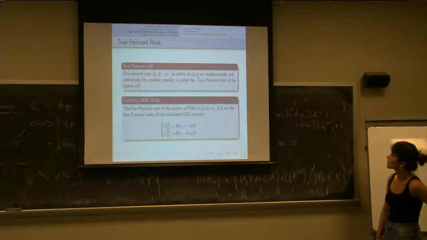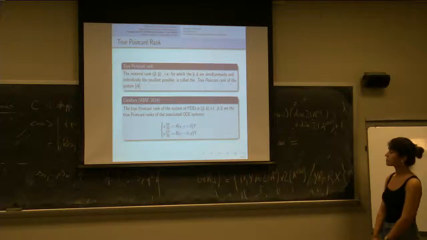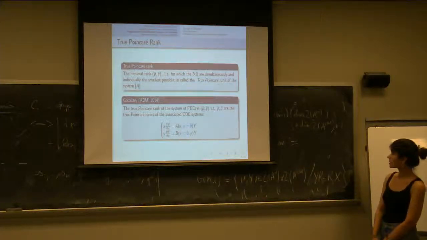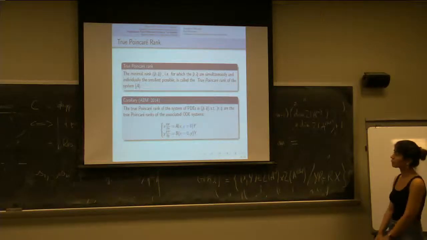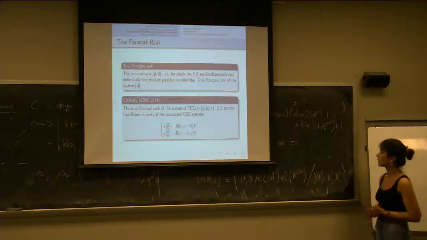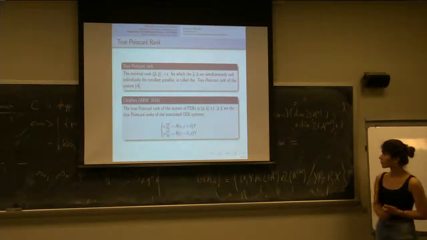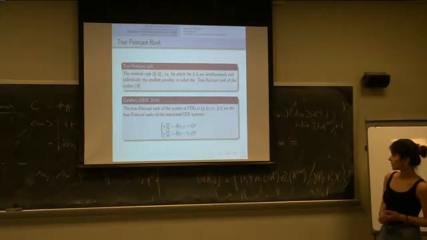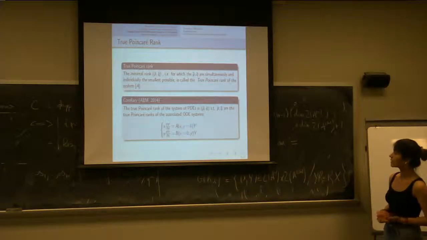And what we are interested in is to find the true Poincaré rank. We say that for these systems, the minimal rank (P tilde, Q tilde), such that P tilde and Q tilde are simultaneously and individually the smallest possible, we will call the true Poincaré rank of the system. As I showed in the conference, a corollary of the theorem is that the true Poincaré rank of this system of PDEs is (P tilde, Q tilde), where P tilde and Q tilde are the two Poincaré ranks of the associated systems of ODEs.